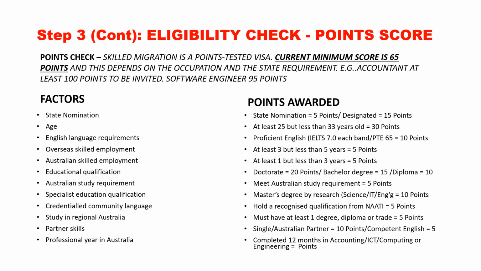Step 3. This still relates to eligibility check, in relation to point score. As previously mentioned, skilled migration is a points-tested visa. The current minimum score is 65 points. However, this depends on the occupation and the state requirement. For example, if your occupation is accountant, you are required to have at least 100 points to be invited. And if you are a software engineer, at least 95 points.